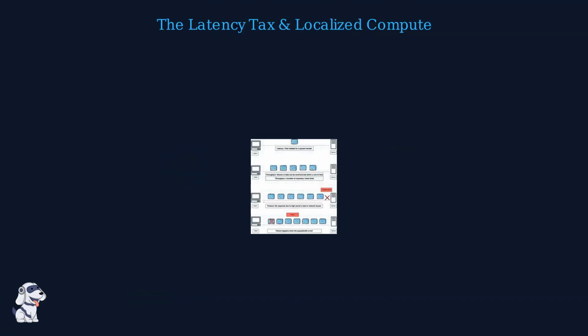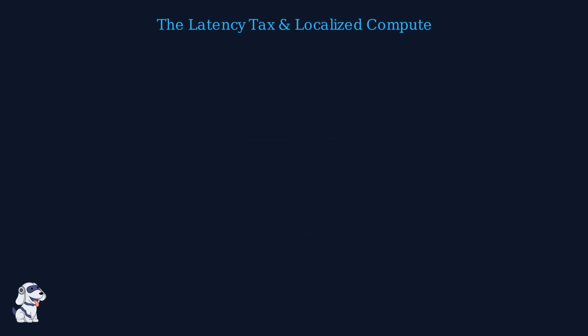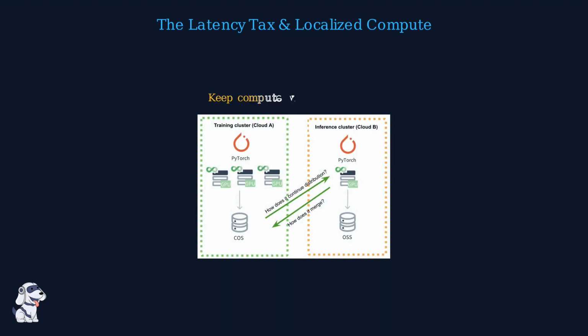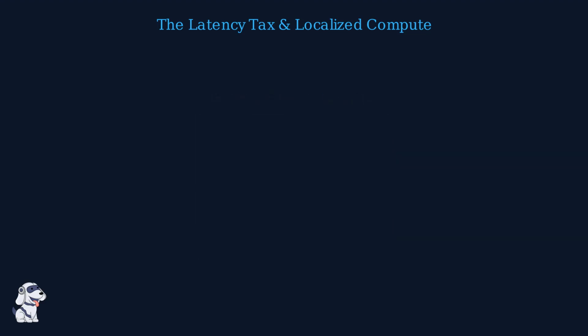When architects design multi-cloud systems, they often encounter the latency tax. This is the performance penalty and extra cost you pay when moving large data sets across cloud boundaries. The golden rule for your architecture is simple: keep the compute where the data lives. Pulling data from 2 different clouds across the public internet is slow, expensive, and unreliable.